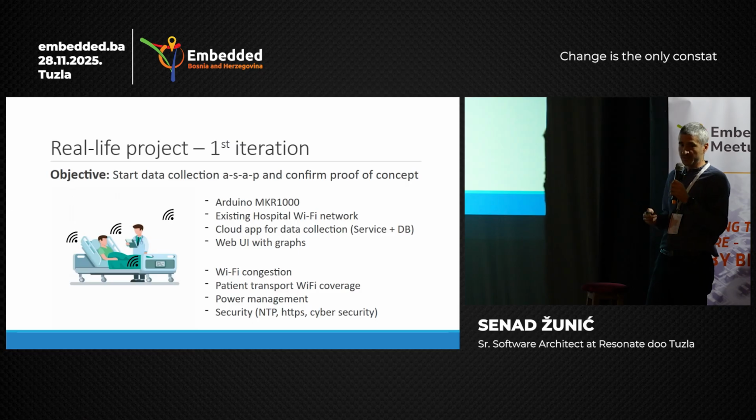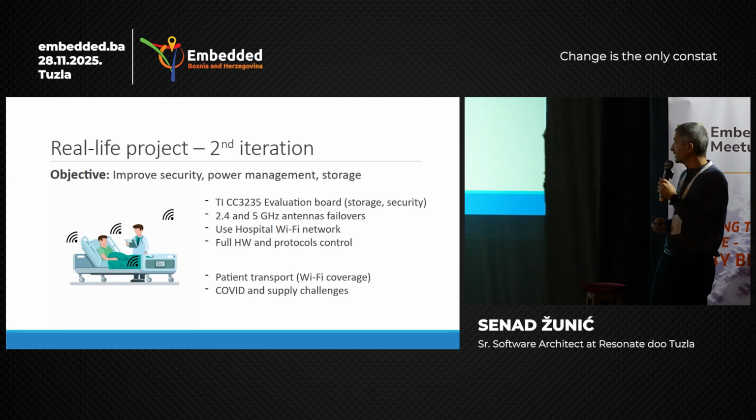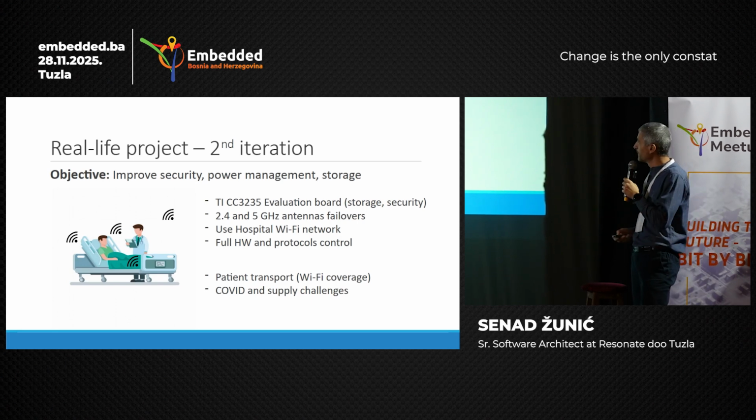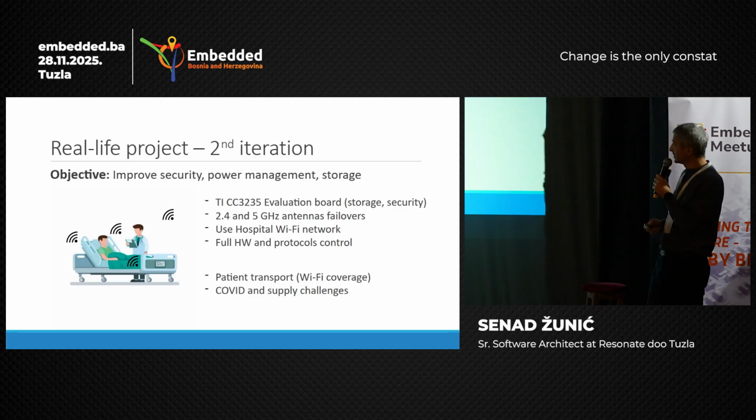You say, okay, that's the proof of concept. We took what the market said, and we build on it. It's a second iteration. You go to the very powerful Texas Instruments CC3235 that has built-in storage, that has security embedded. You cover your problems with the congestion with both 2.4 and 5 gigahertz antennas. The hospital has Wi-Fi, that's obvious. And then you are in control of the full hardware, whatever you need. Much better than Arduino, but, you know, more work.